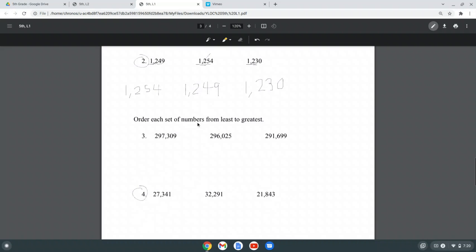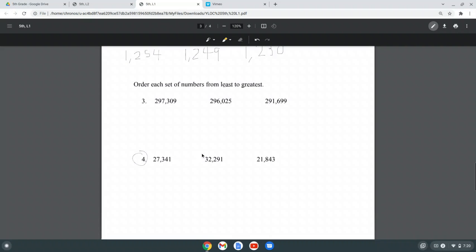Next, order each set of numbers from least to greatest, so smallest number to biggest number. So let's look at the thousands place. 2, 3, 2. So we see that this one is 32,291. And so this is the greatest, so we'll place it here at the end.